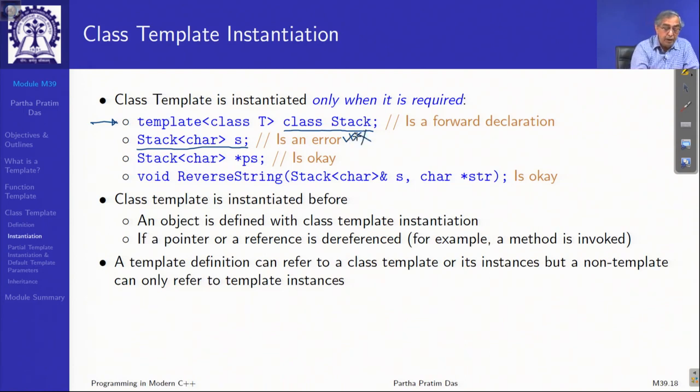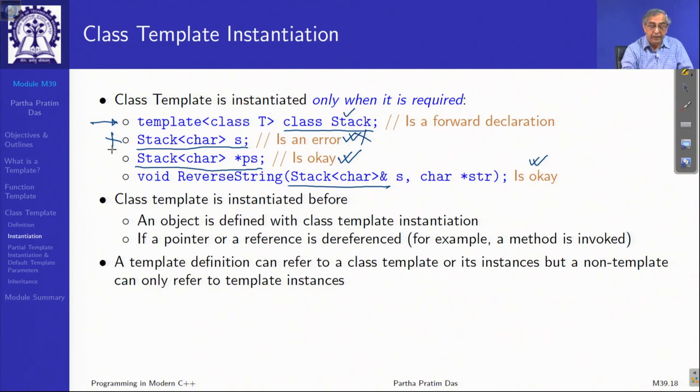This is not permitted. But if I want to define a pointer to it, it is quite okay, because to set a pointer, I do not need to actually know the internals of the class. All that I am saying is that the pointer will point to a stack of type character. That is the difference. With the forward declaration, it is okay to write that. I can also create a reference, but with a forward declaration, I cannot create an instantiation.